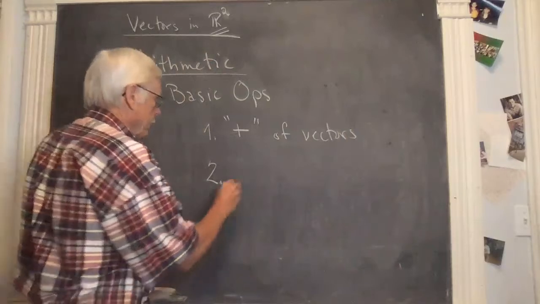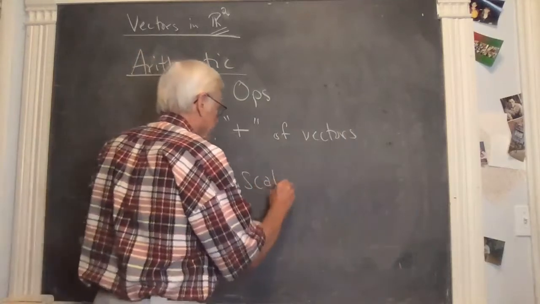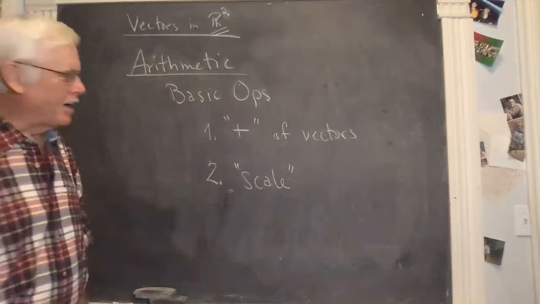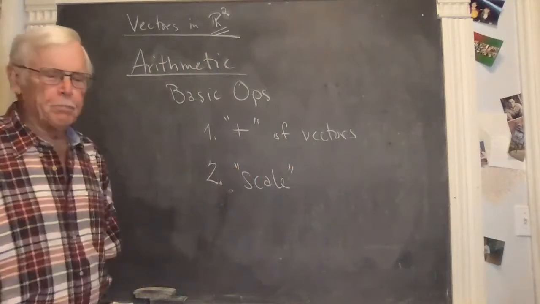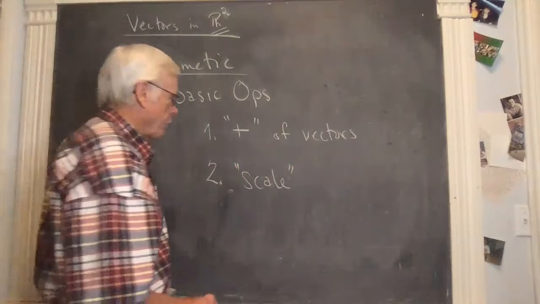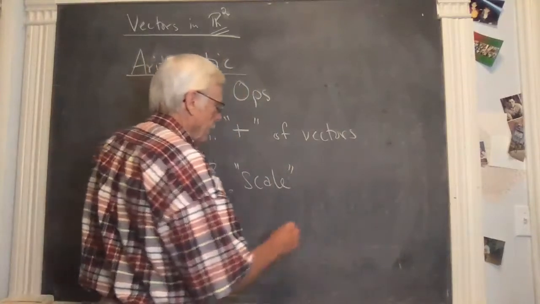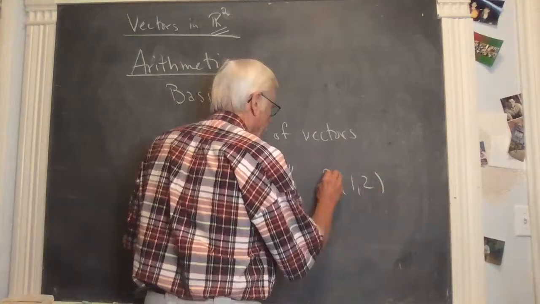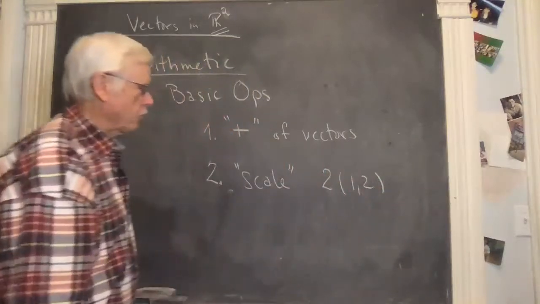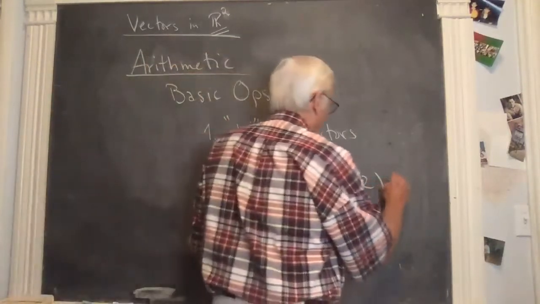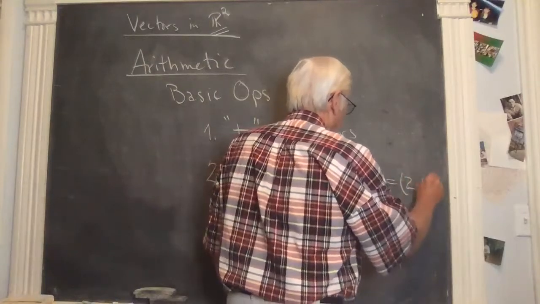The other one is you can scale them. This is not like fish. Scale means make them bigger or smaller, but don't change direction. So scaling means you can take the vector 1, 2, and you can make it twice as long, so you can multiply by the number 2. And if you do this, you get 2, 4.